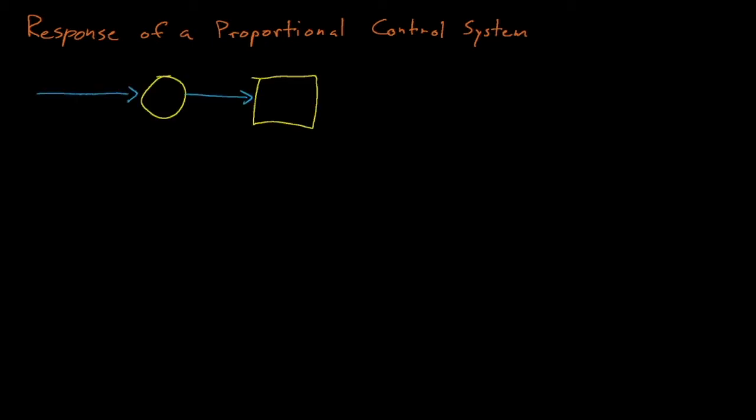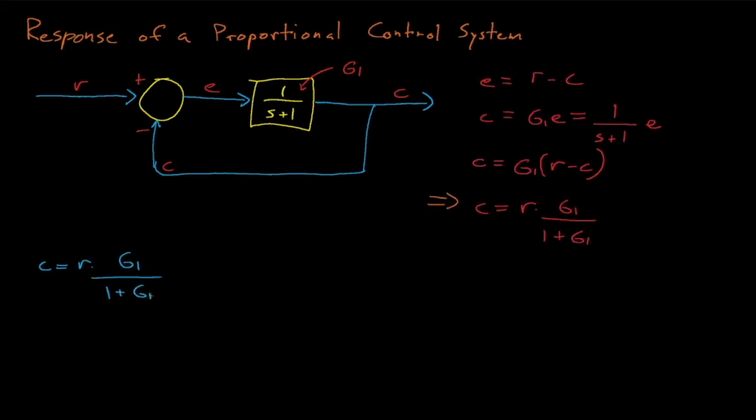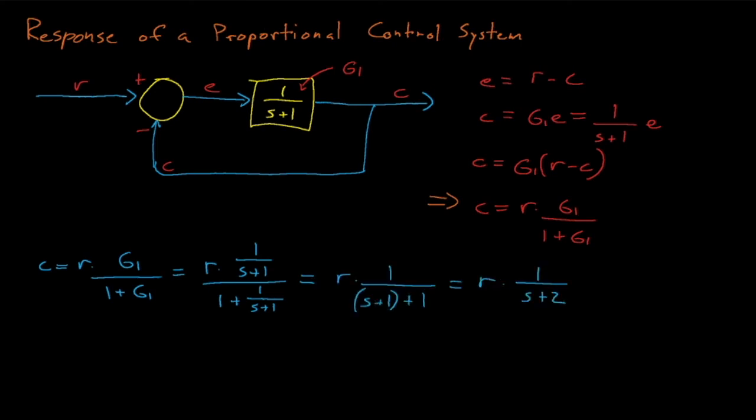Now let's use Laplace transforms to determine how a proportional control system will behave in response to some input. Here we'll start with a constant unit step input. Our proportional control loop consists of one simple feed-forward element, G1, which is equal to 1 over (s plus 1), and a feedback line that feeds the output, C, back into the input signal. We can solve for the system's output, which we find is equal to 1 over (s plus 2) times the input signal.